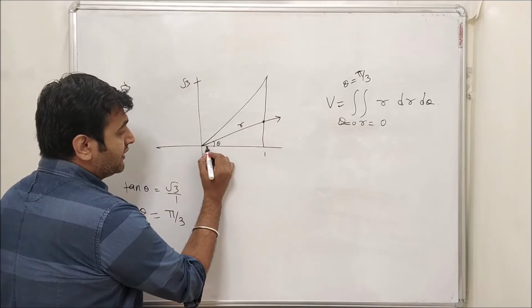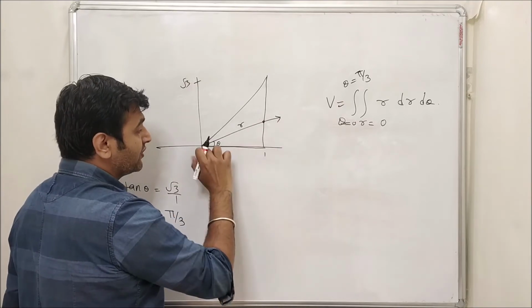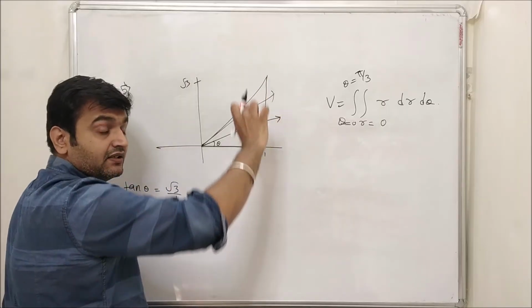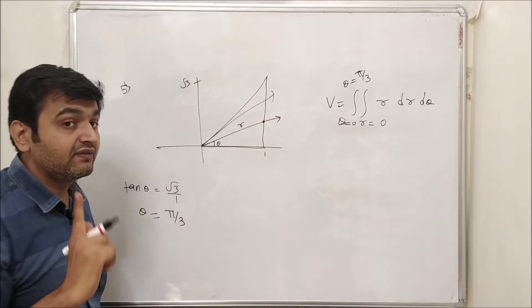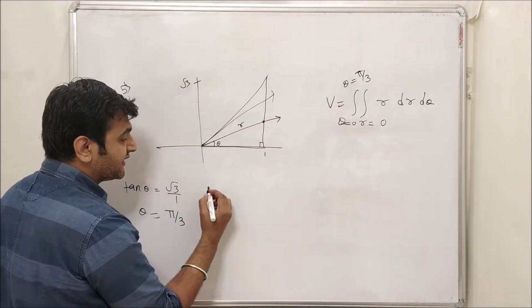Now what is tan theta? I know the adjacent side. I can't take the opposite side. Why? Because if I take different radial lines, opposite sides will keep on changing, whereas my adjacent side will always remain fixed. So you take the adjacent side. This is 90 degree. This is hypotenuse.